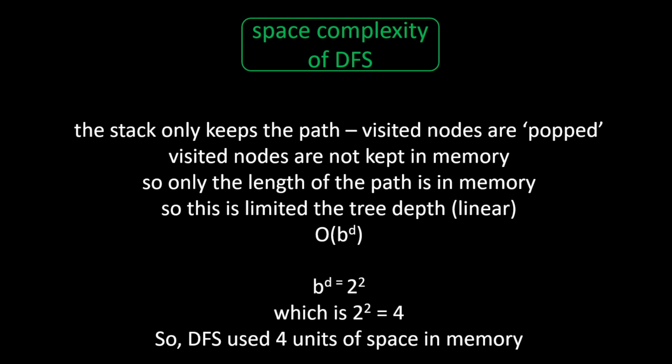Now, depth first search is completely different, and the reason why is that it pops nodes out of memory. It uses a stack. So what it really does is it only keeps the path in memory to look down the tree, the path to the node that it's searching for. So this is different because it uses less space in memory.